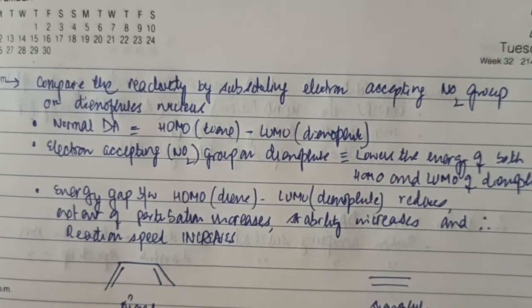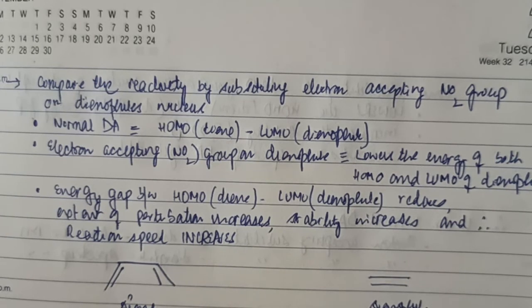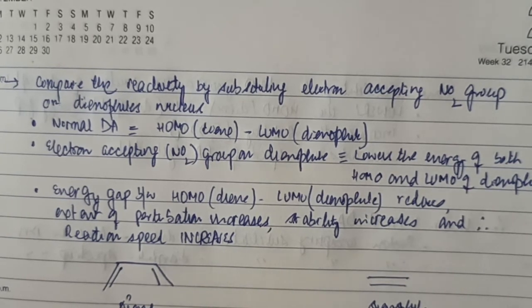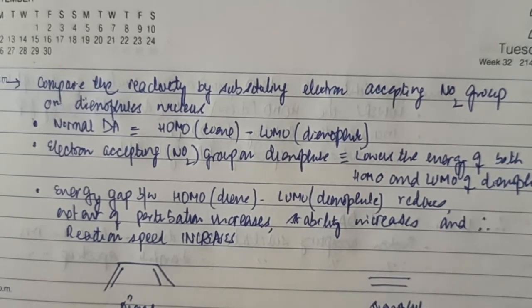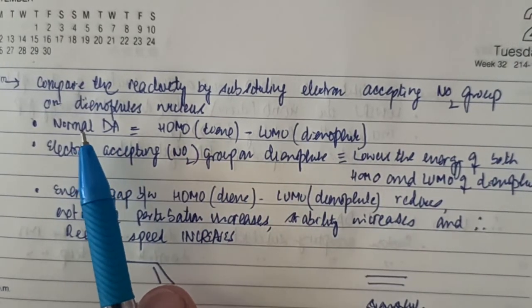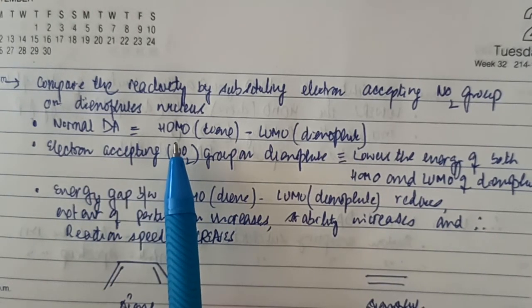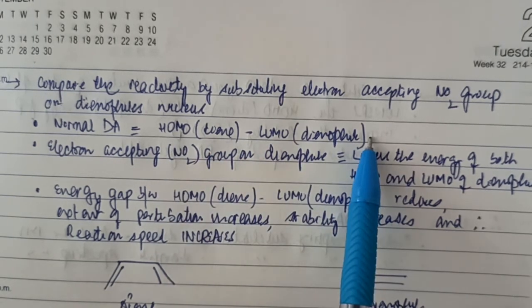Let's take another example in which we want to compare the reactivity of a Diels-Alder cycloaddition reaction when we substitute an electron withdrawing or accepting group onto the nucleus of a dienophile. Let's say we are considering a DA cycloaddition reaction between a simple butadiene and a nitroethene, where a nitro group is substituted onto the ethene moiety, that is the dienophile. Now, we know that this is a normal Diels-Alder cycloaddition reaction in which the more important interaction, energetically as well as reactivity-wise, is the HOMO of the diene with the LUMO of the dienophile.